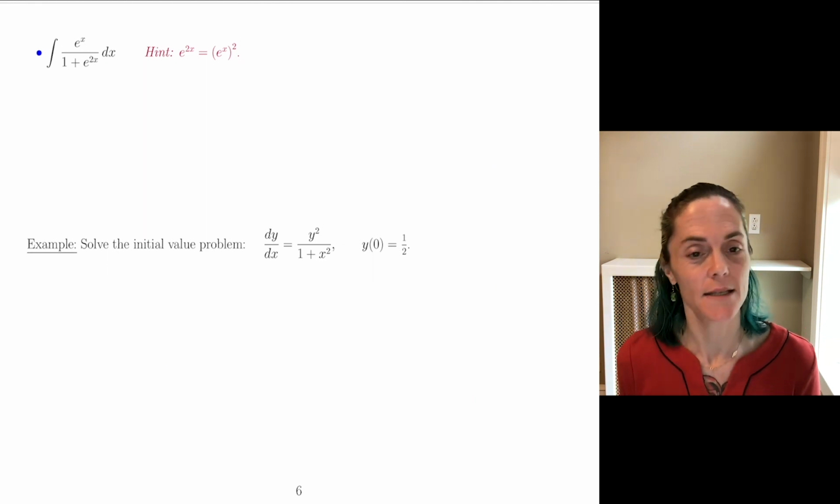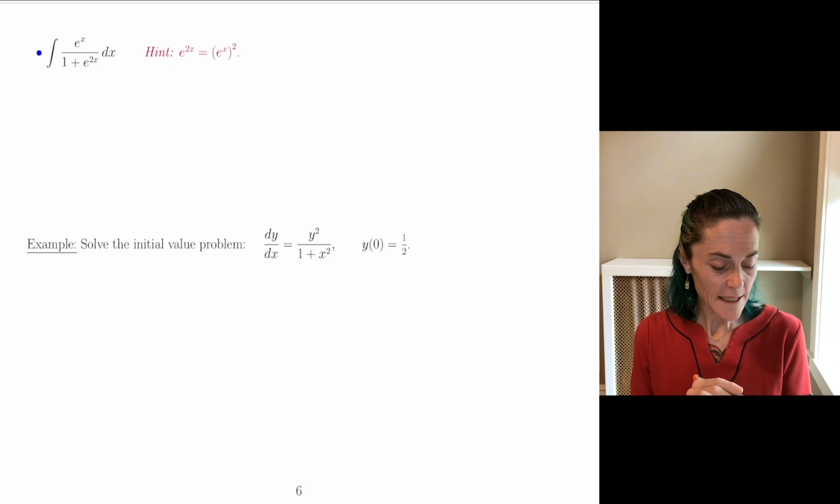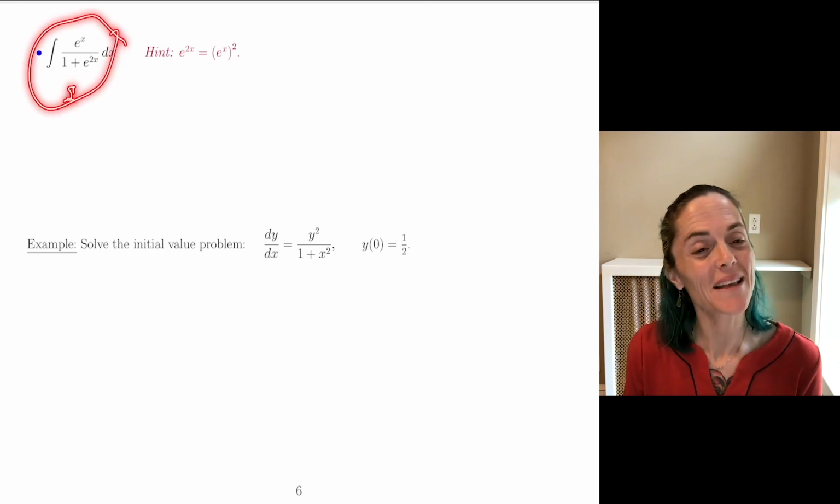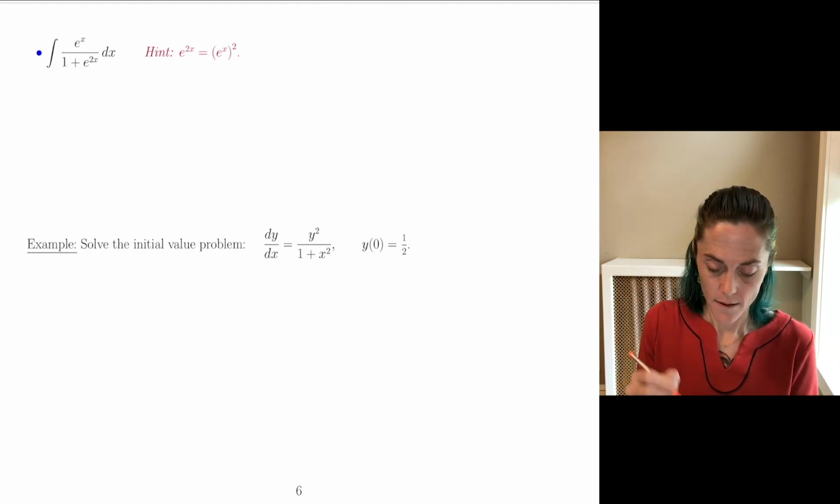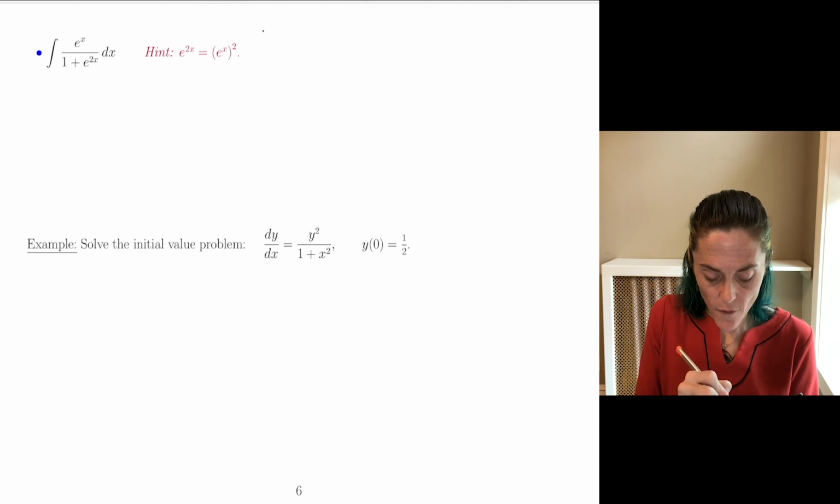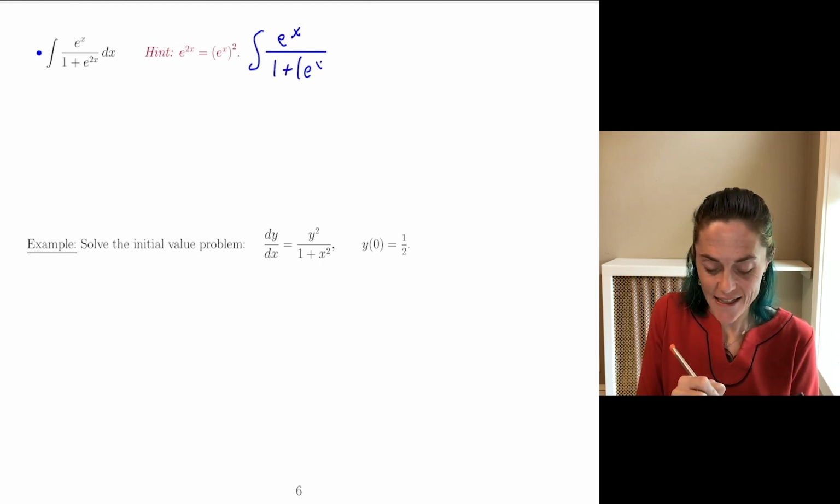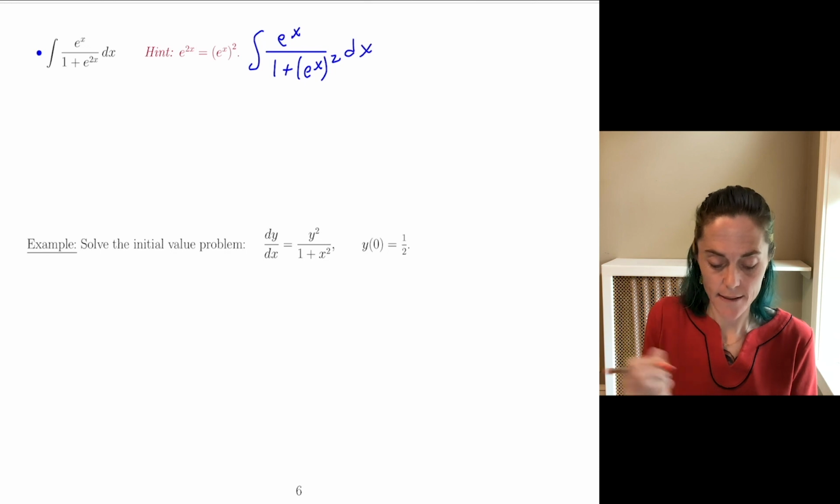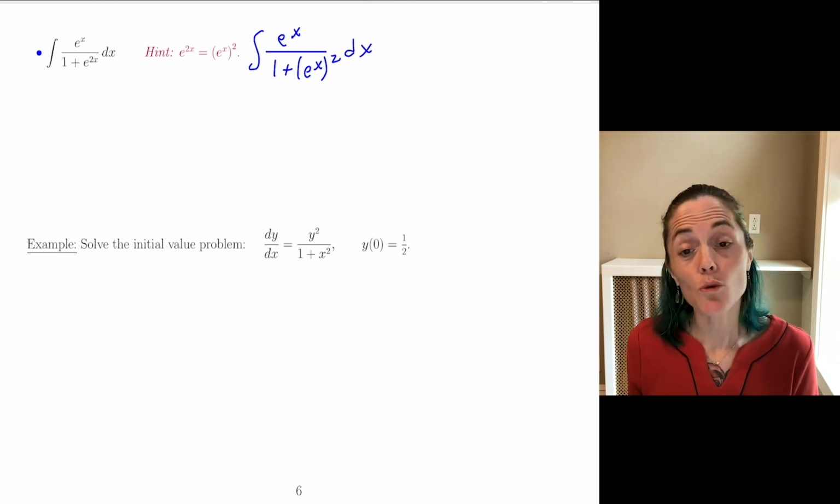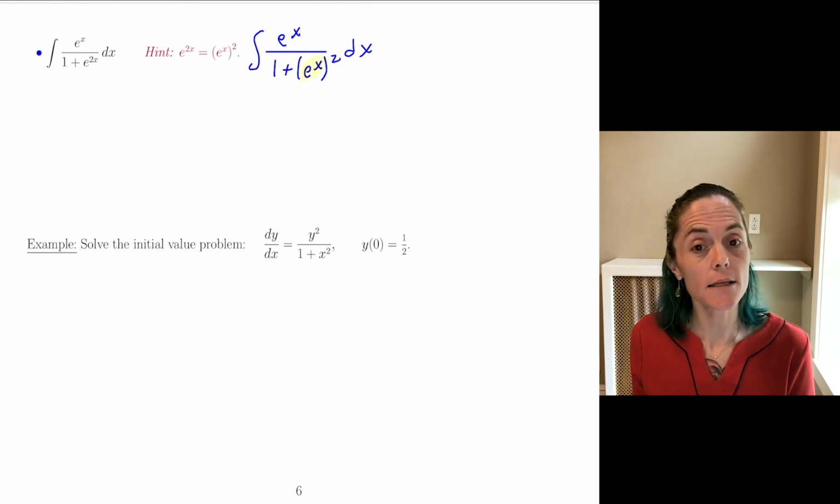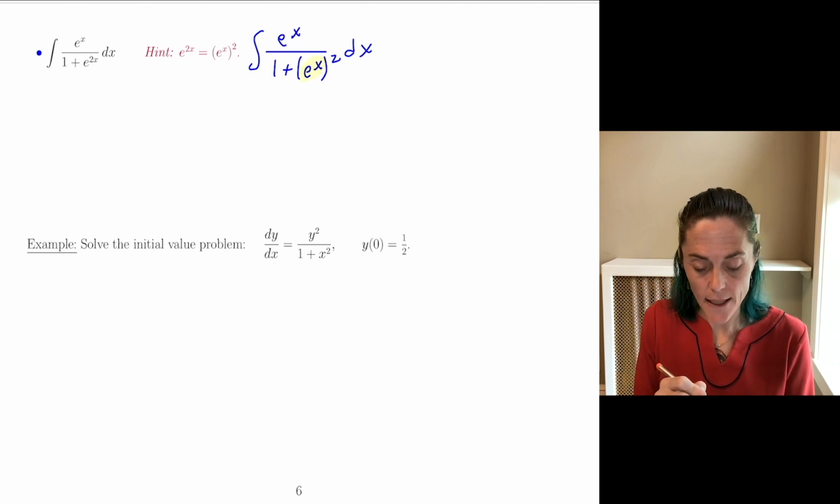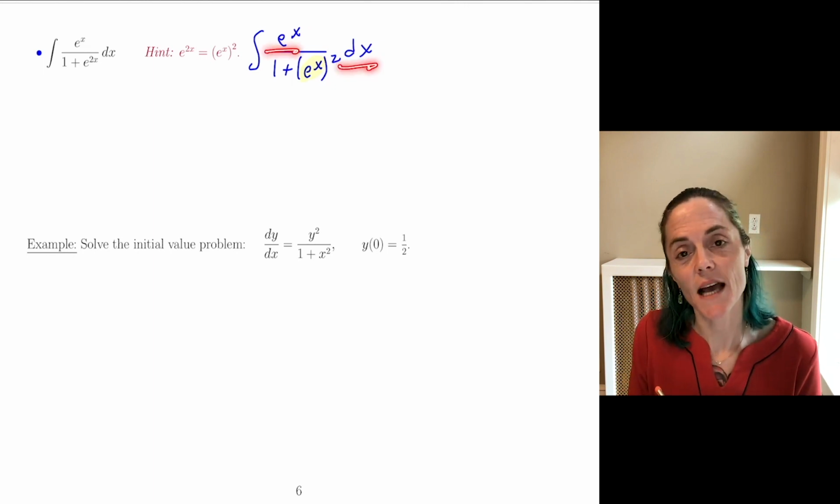Next one comes with a hint. Well, if I didn't have the hint, I might be a little stumped as to what to do. So let's get started writing our hint. We use the hint. We have the following integral. We have e to the x over 1 plus e to the x squared dx. Now, you see I'm in really good shape because I have the inside function, e to the x, and I have exactly its derivative. The derivative of e to the x is e to the x.